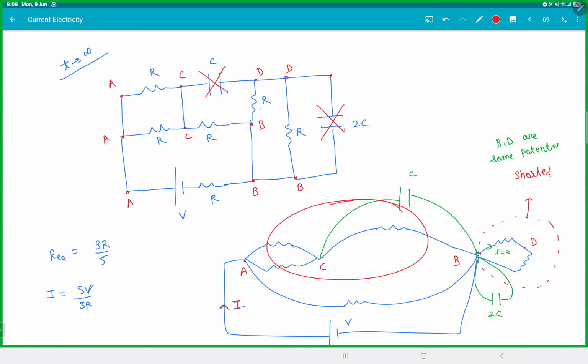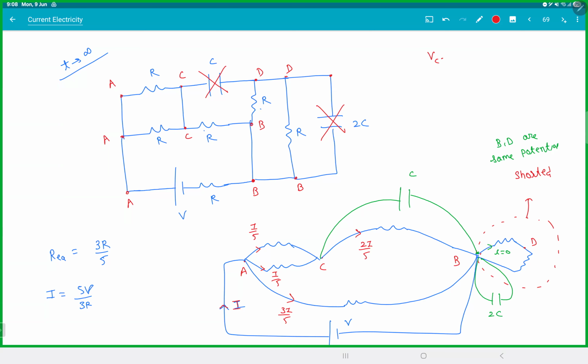This whole thing is 3R by 2 and this is R. So the current will split in the ratio of the opposite resistances, since the voltage is the same. So it should split in the ratio of 2:3, that will be 2I by 5. This will be I by 5, I by 5, and this guy will be 3I by 5. You can check it out. This will be 2I by 5.